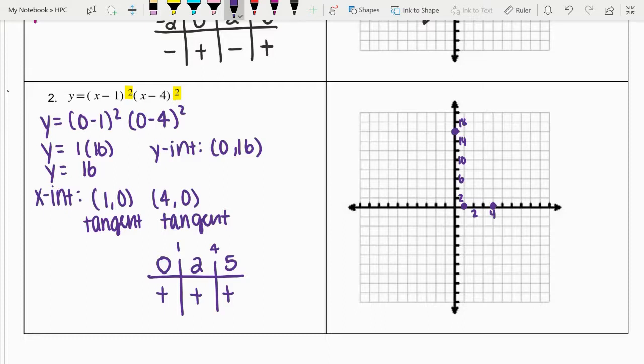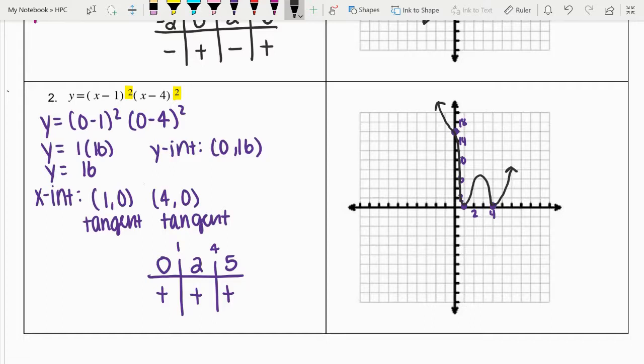So when we go ahead and sketch this graph, when we approach our y-intercept, we're going to be coming from the positive direction because at 0, we're coming from positive. Okay, so I'm going to be coming down here. Then when I reach my first x-intercept at (1, 0), it's tangent, so I'm going to make a turn here. Then I'm going to be increasing for a little bit. Then I have to turn around again to get to my x-intercept at (4, 0). But then I have to bounce back up into the positive direction.